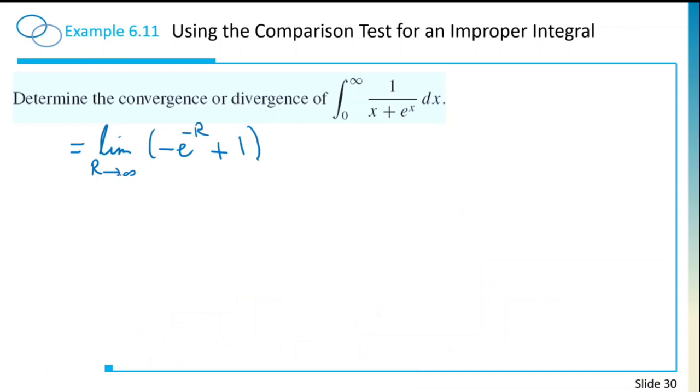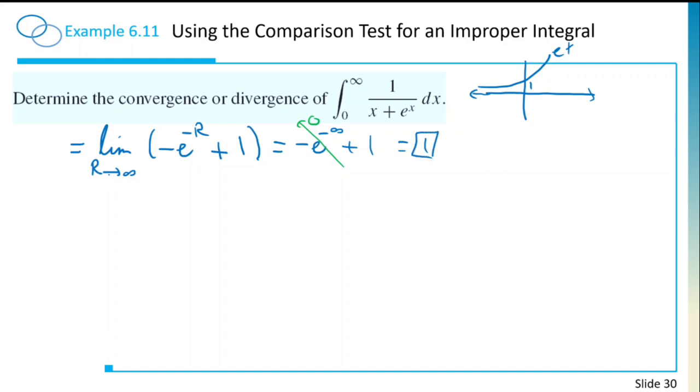Now I need to take the limit as r approaches infinity. Remember, we always try direct substitution first. So it's negative e to the power of negative infinity plus 1. And what's e to the power of negative infinity? We did it before. I just need to check the exponential function. As x approaches negative infinity, it approaches 0. So this is 0. So this limit exists, and it equals 1.